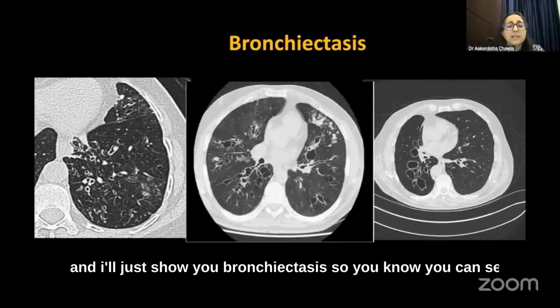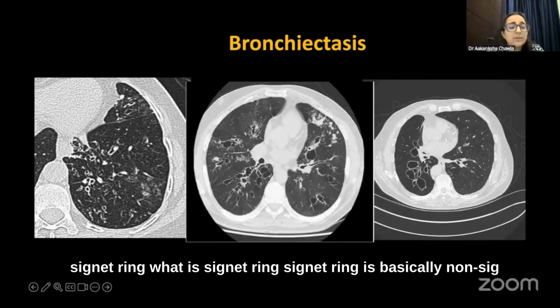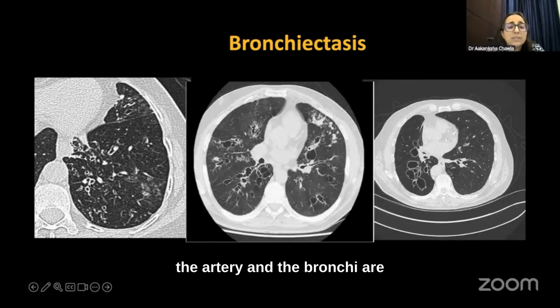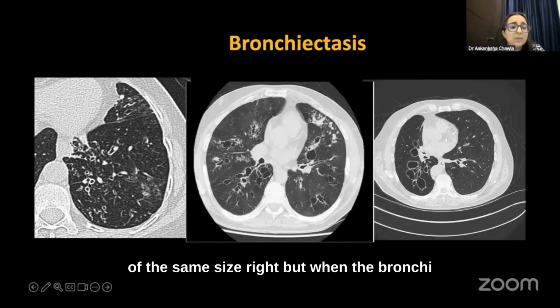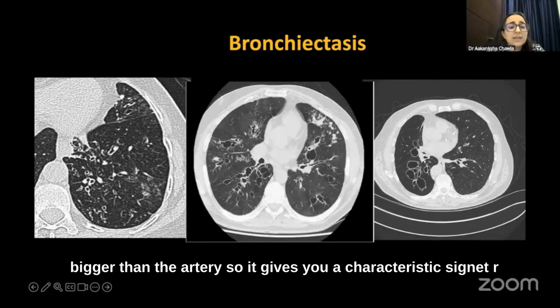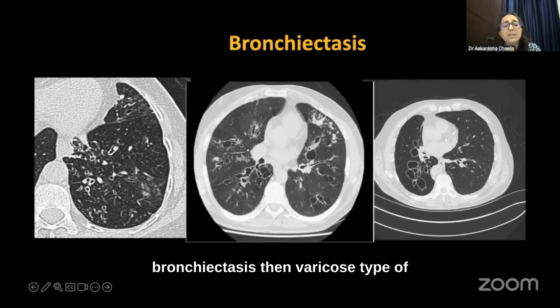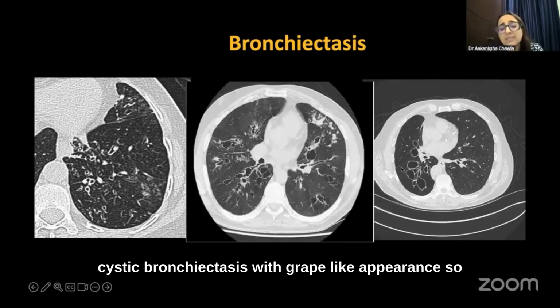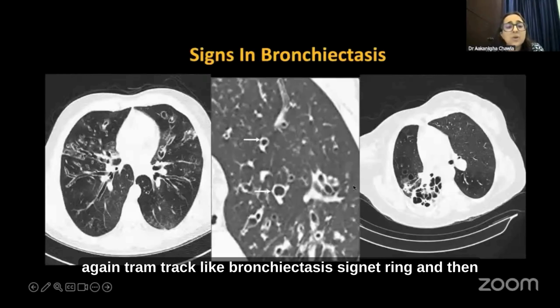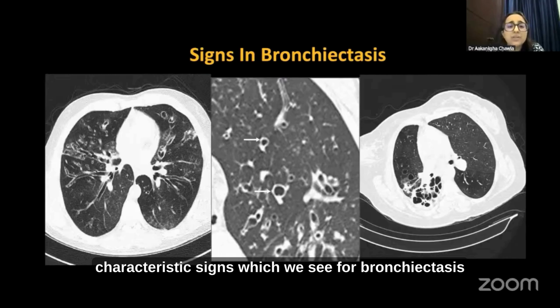And I'll just show you bronchiectasis. You can see that there is tram-track-like bronchiectasis and signet ring. What is signet ring? Normally the artery and the bronchus are of the same size, right? But when the bronchi get dilated and the walls get thickened, they are a little bigger than the artery. So it gives you a characteristic signet ring. This is commonly seen in cylindrical bronchiectasis. Then there is varicose bronchiectasis, and cystic bronchiectasis with a grape-like appearance. So again, tram-track-like bronchiectasis, signet ring, and grape-like bronchiectasis are the characteristic signs which we see for bronchiectasis in patients.